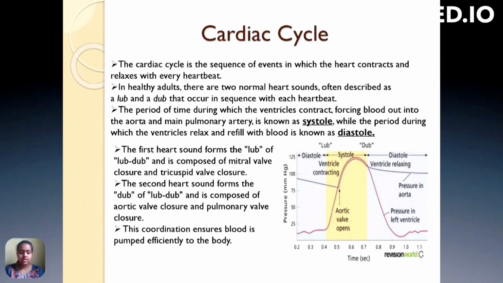is known as diastole. The first heart sound forms the lub of lub-dub and is composed of mitral valve closure and tricuspid valve closure. The second heart sound forms the dub of lub-dub and is composed of aortic valve closure and pulmonary valve closure. This coordination ensures blood is pumped efficiently into the body.